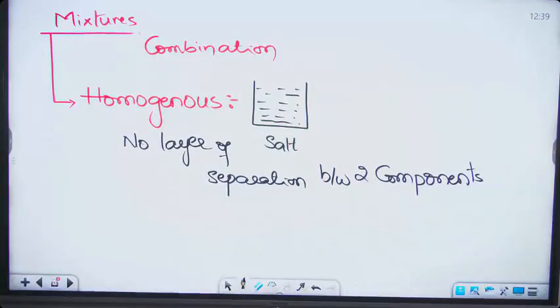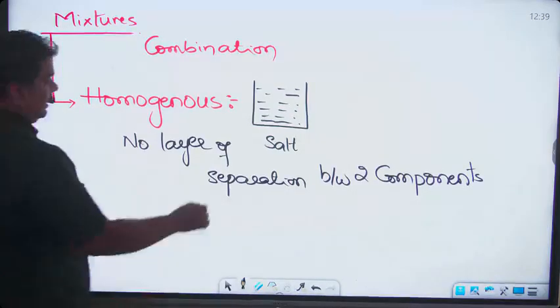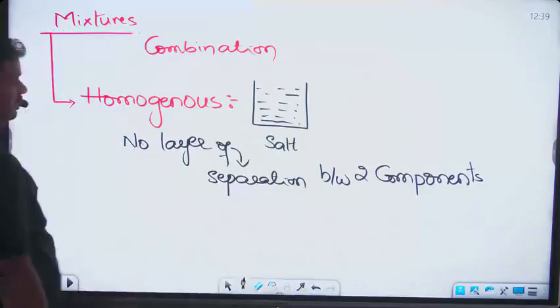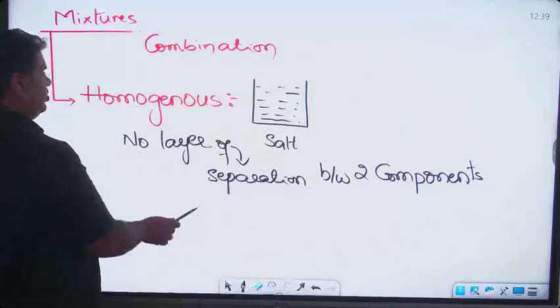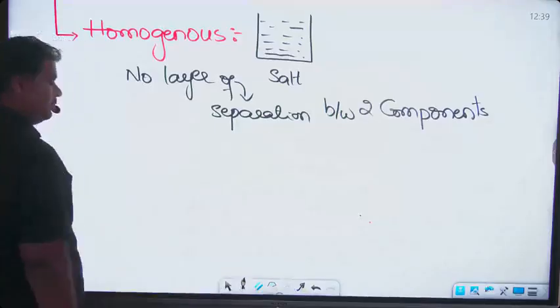A mixture in which there is no layer of separation between the two components. So that is what is known as homogeneous అని అంటాం.